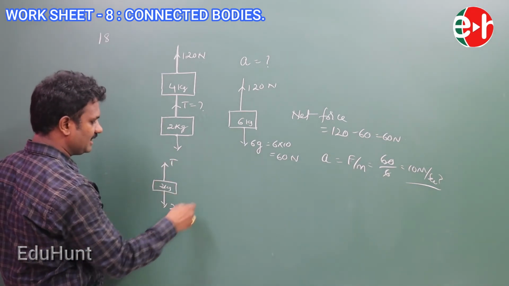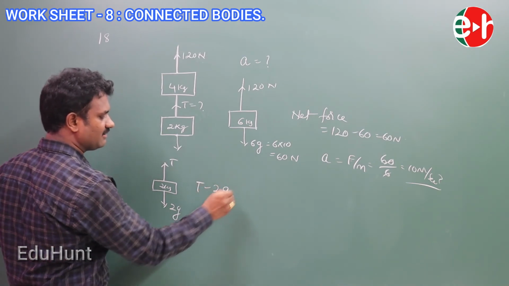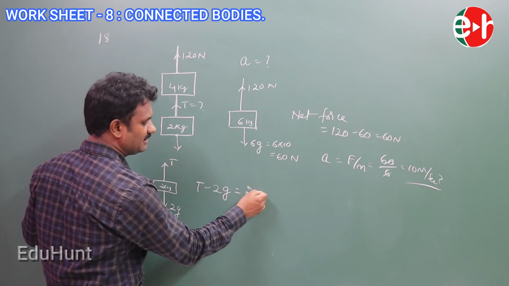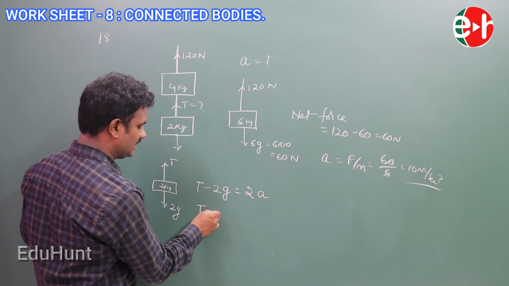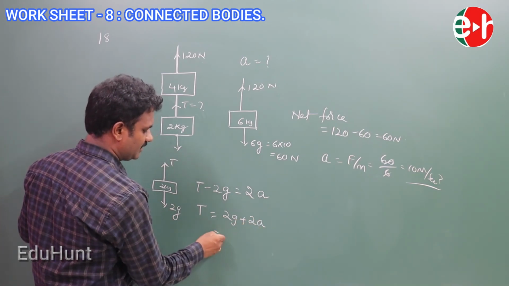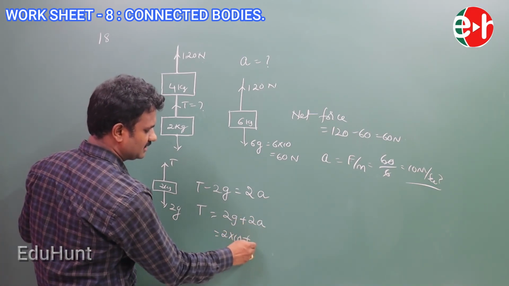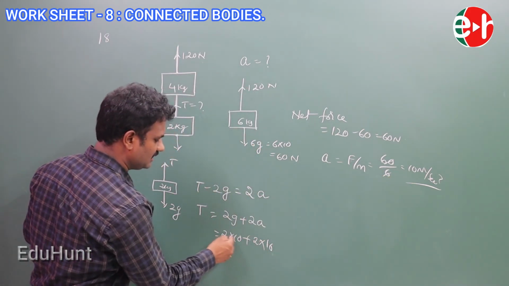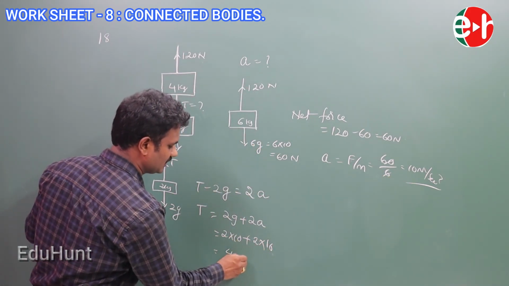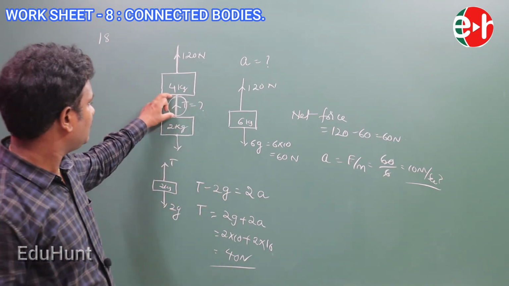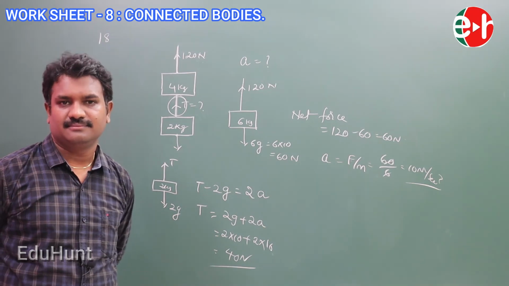So T minus 2g is our net force, which is equal to m into a. M means 2, into a. So our T equals how much? 2g plus 2a, that is equal to 2 into 10 plus 2 into a, which is 10. That's why this is 20 plus 20, equal to 40 newtons, the tension acting on the string. Is it clear? That's all.